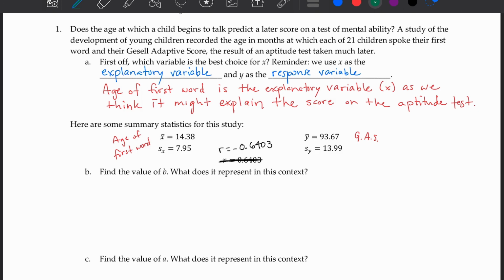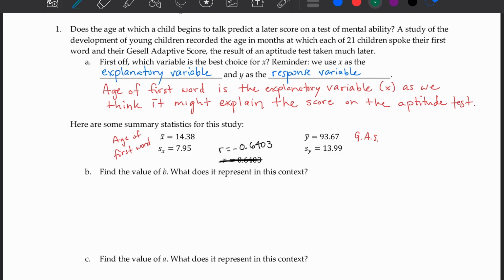So on the left, we have some x stats, x bar and s sub x. We now know that is associated with the age of the first word spoken. And then the y bar and s sub y is on the right side. We know that that is the Gesell adaptive score. I'll call it GAS for short.